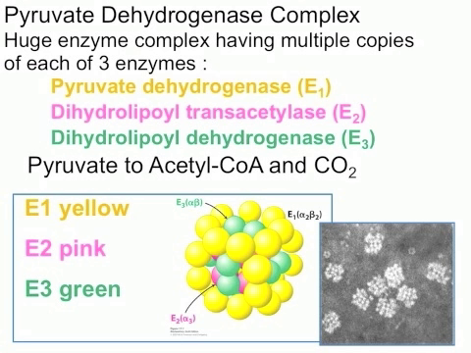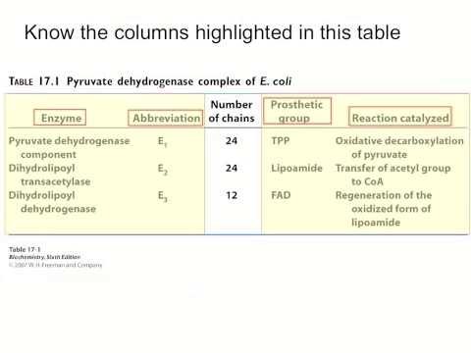Below, we see an electron micrograph that shows several pyruvate dehydrogenase complexes. We see each individual complex being made up of individual subunits that look like little soccer balls. Again, each mitochondrion has many dehydrogenase complexes. It is important that you know the columns that are highlighted in this table. Again, you need to know the enzyme and the abbreviation. You need to know what prosthetic group each one of these enzymes contains and the reaction that is catalyzed.